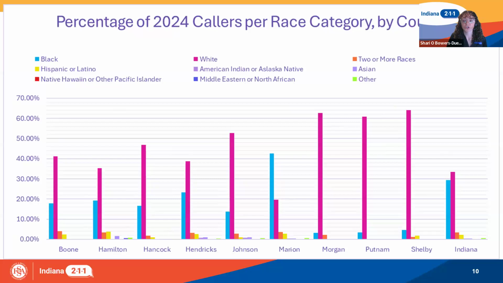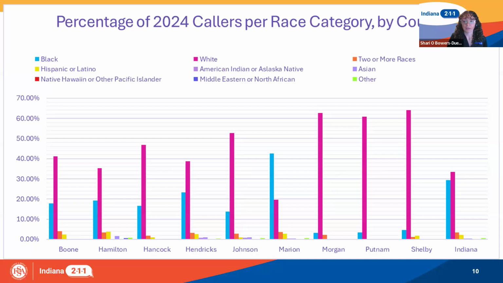And then this graph shows the percentage of 2024 callers from various race categories. For the state as a whole, about 33% of callers identified as white, while 29% of callers identified as Black. We can see that this group of counties varies greatly from that state trend, with all counties having a much larger gap in callers from these two racial groups.